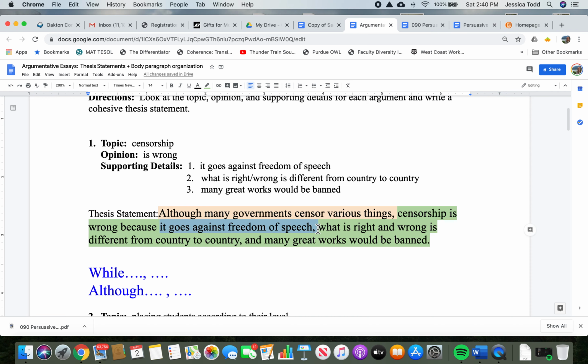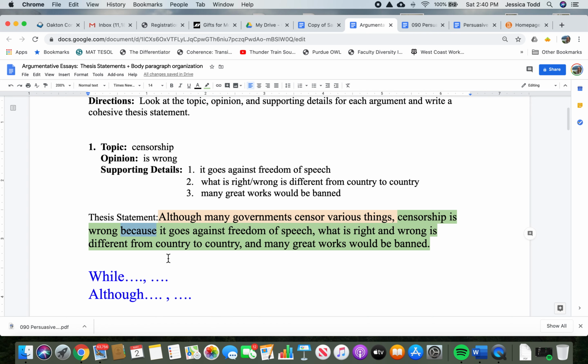It goes against freedom of speech, what is right or wrong is different from country to country, and many great works would be banned. Notice the addition of and, because this is a list of 3 things. So I'm going to put and before the last thing. Also notice the use of the transition word because it sets up these are 3 reasons why, right?